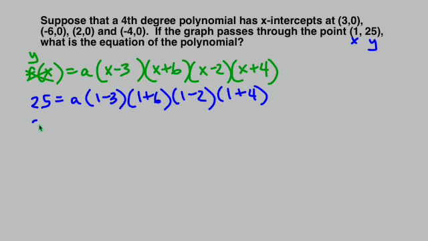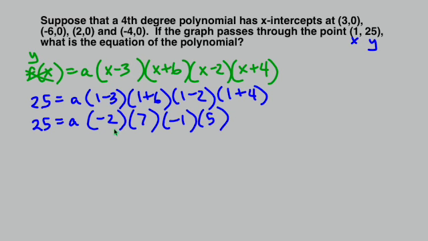Let's go and simplify a little further here. We get 25 equals a. 1 minus 3 is negative 2. 1 plus 6 is 7. 1 minus 2 is negative 1. And then finally, 1 plus 4 would be 5. If we multiply all 4 of these parentheses together, negative 2 times negative 1 is a 2. 2 times 5 is 10. And then finally times 7 is 70. So we get 25 equals 70a.